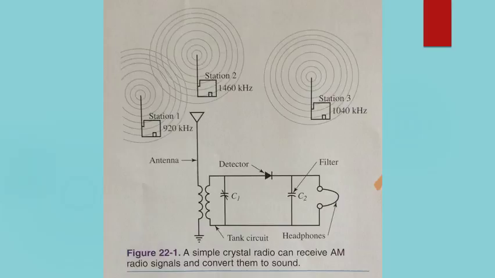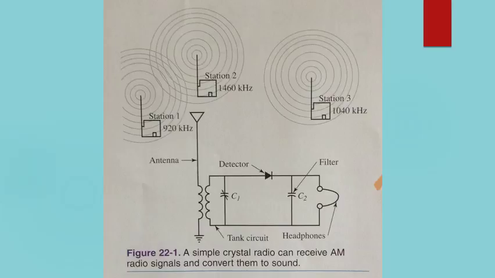22.1, simple radio receiver. For a basic understanding of radio and television operations, we will first look at a simple radio receiver. This radio receiver consists of a few parts: an antenna, a ground, a tank circuit, a diode, a filter, and a speaker or set of headphones.